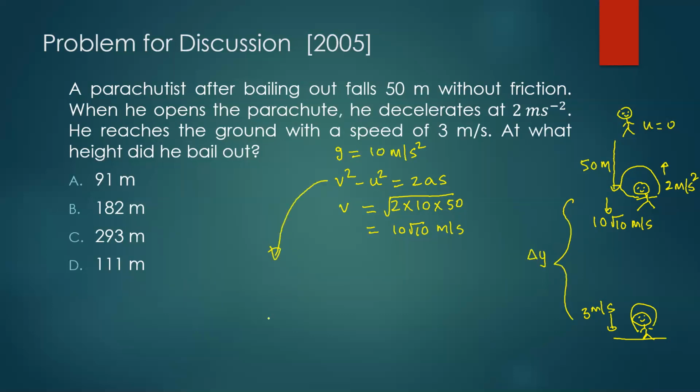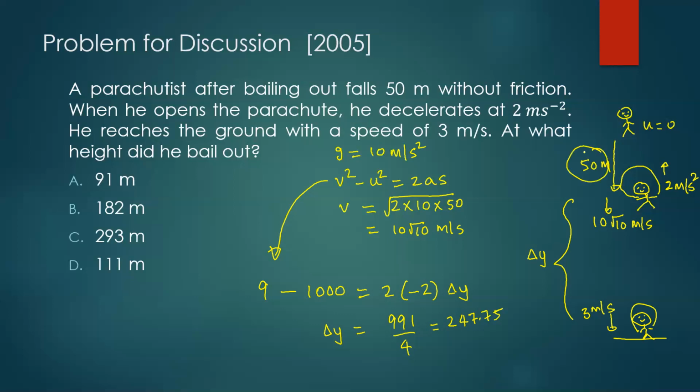Now again, to get this displacement, let's say this is delta y, I can still use this equation. Finally, he has 3 meters per second speed, so 3 squared, 9, minus 1000 is equal to, the acceleration is in the upward direction, so I'll take minus 2 into delta y. So delta y would be 991 by 4, which is about 247.75. So again, we add 50 to that.